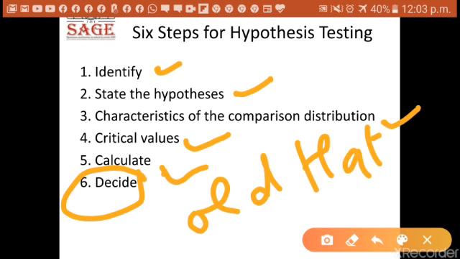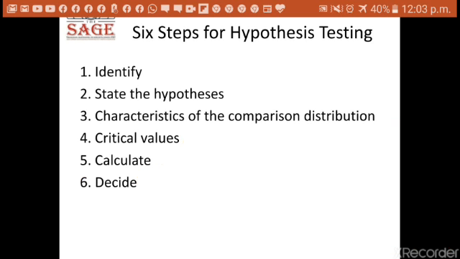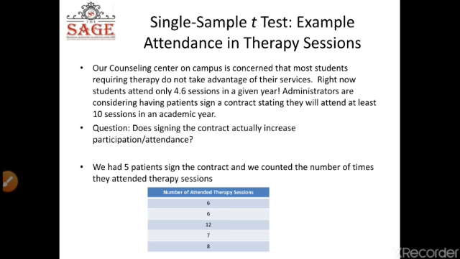Old hat means wearing the hat wherever you go and wherever you are going for hypothesis testing. So identify, state the hypothesis, characteristics of the comparison distribution, find out the critical value, calculate your own value, and then you decide what kind of hypothesis testing you need.